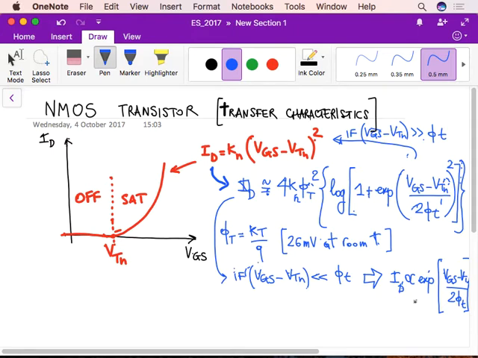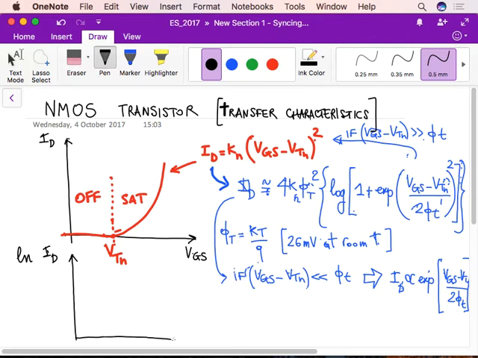Now, what does it mean? When we reduce VGS, the current does not go to 0 abruptly, but it goes to 0 exponentially, which is not exactly the same. So if I plot the logarithm of the current as a function of VGS on a semi-log scale, what we obtain is a different thing, because the 0 is not exactly 0.